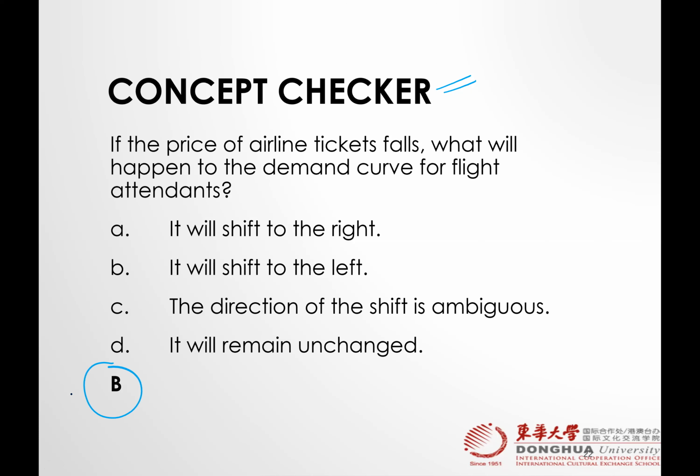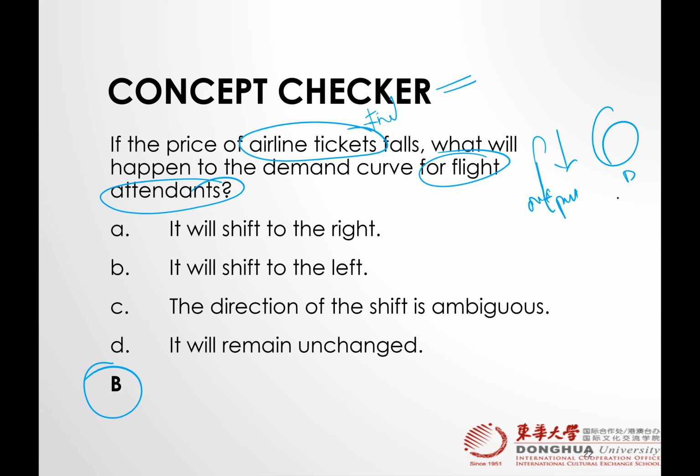Oh, okay. Not A. If the price of airline tickets falls, the price of the final product falls, right? And since the flight attendants are labor, which is a factor of production, the factor of production also falls, because this is derived demand. If the output prices fall, the quantity demanded of factor of production also falls, right, guys?